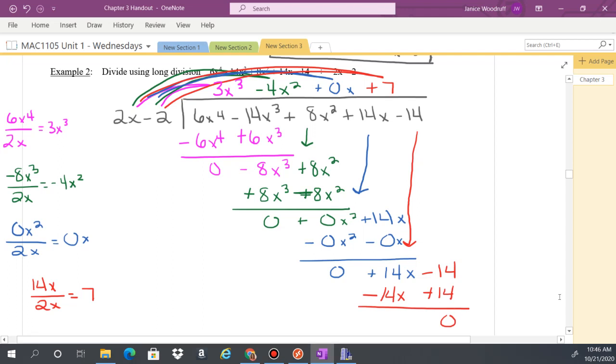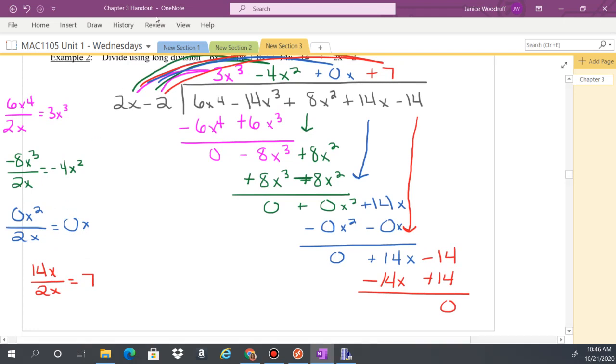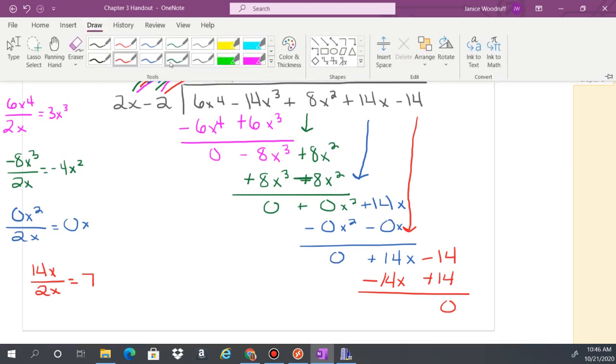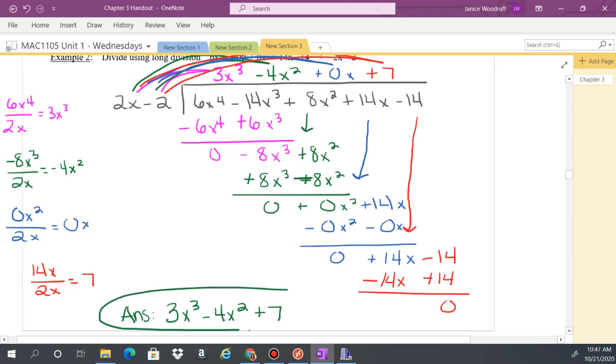Okay, so then your final answer is what you've got up top there. You can box that, or you can rewrite it as, let's see, 3x cubed minus 4x squared. Do I need to write 0x? No. Am I going to mark you wrong if you do? No. Will my math lab mark you wrong if you do? Yes. So 3x cubed minus 4x squared plus 7.